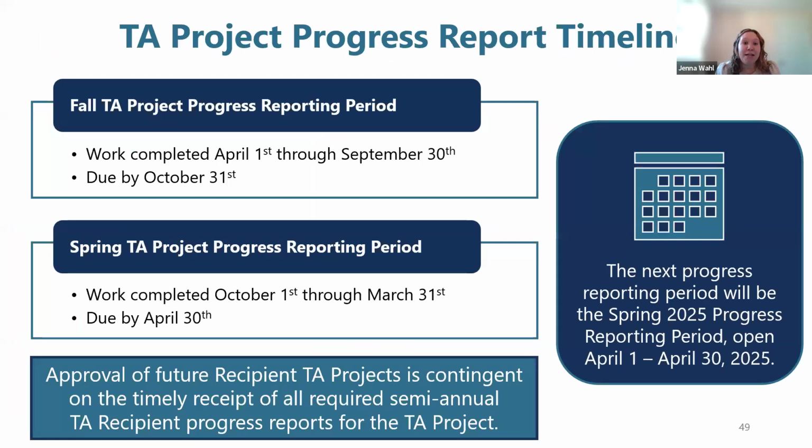So important to note here is that our spring TA project progress reporting period is going to be opening on April 1st, and all progress reports will be due by April 30th. If you had a project that was active from October 1st of 2024 through March 31st of 2025, you will be sent an email with a link to complete that progress report. And again, that date is April 30th by which it is due. So please be on the lookout for that email if you have an active project.